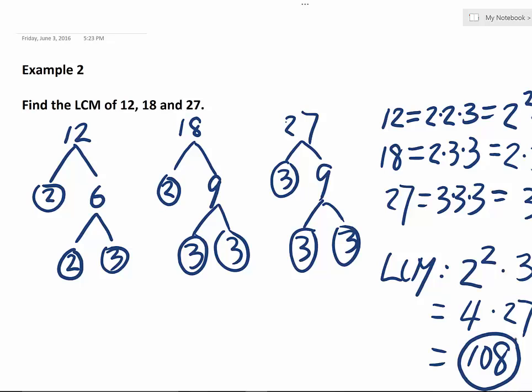So every time you have an LCD or LCM problem, prime factorization is one of the most effective ways to find the LCM or LCD.